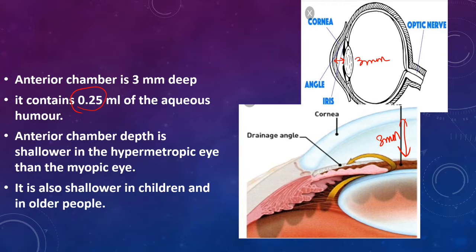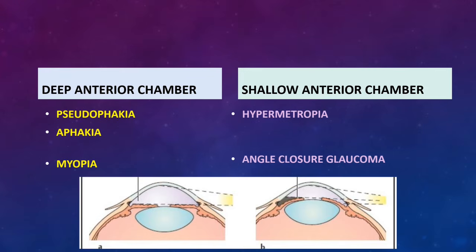The depth of the anterior chamber is not the same in everyone. The anterior chamber can be deeper, that is more than about 3 millimeters, in case of myopics, pseudophakic and aphakic, and it is called the deep anterior chamber. Whereas in case of hypermetropics and angle closure glaucoma, the anterior chamber is shallower, that is less than 3 millimeters in depth. The reason the anterior chamber is deeper in myopia is that in myopia we have bigger eyeballs. Since the eyeball is big, the anterior chamber is also deeper.